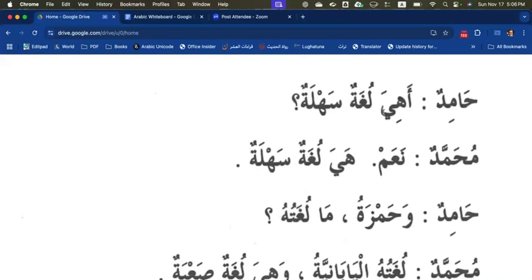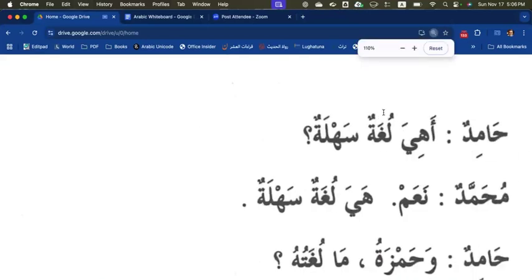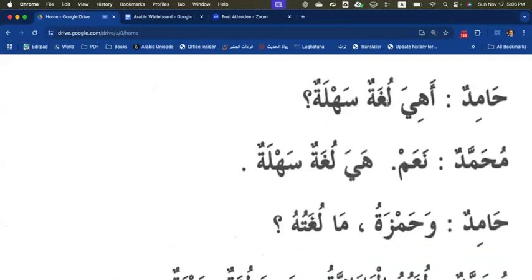Is that an easy language? Is it an easy language? Yeah. Right? Is it an easy language? Arshifa? It is an easy language. So very good job. Even though there's a typo on the screen, you still read it correctly. I am so proud of you, Arshifa. It's a typo, right? It says haya. It's hiya.